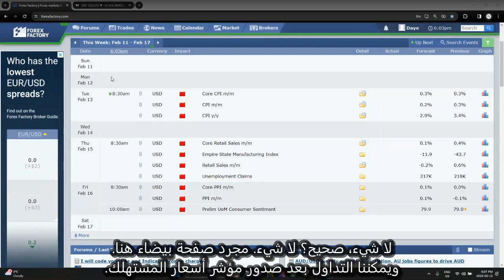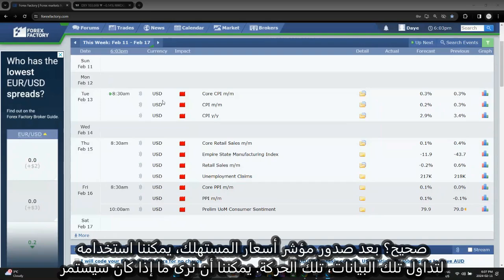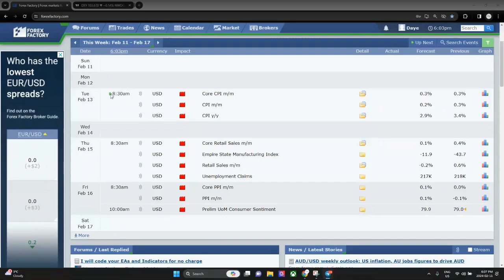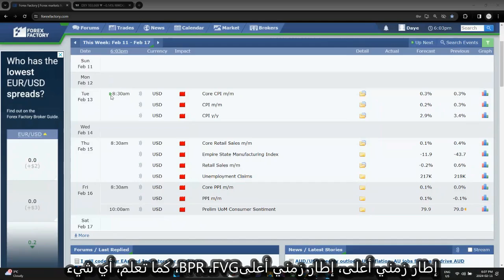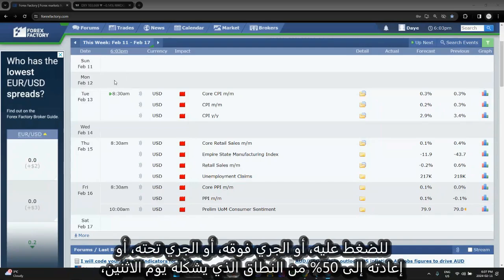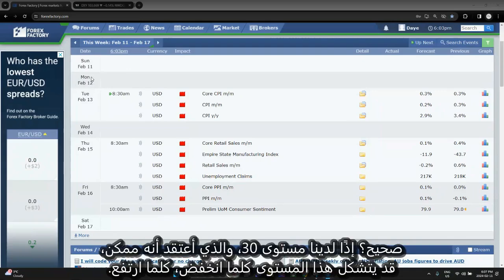Straight and forward. Tomorrow we have nothing, right? Just a blank canvas right here. And we can trade after CPI is released, right? After CPI is released, we can use that to trade that data, that move. We can see if it runs liquidity. If it does, then we will trade in the opposite direction. If it fills a higher time frame fair value gap, a balanced price range, anything that forms on Monday, we'll be using that, right? If Monday forms a range, then we'll be looking to price to either run above it, run below it, or return to the 50% of the range that Monday forms, right?